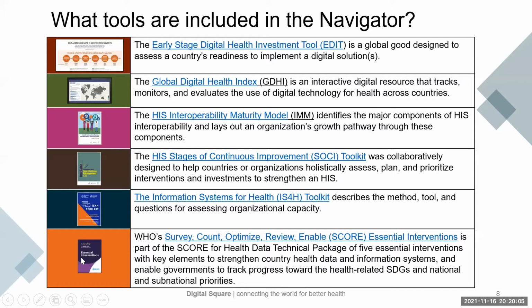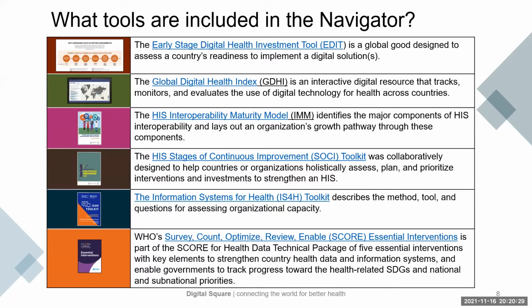So which tools are included? You can see the names here. The Early Stage Digital Health Investment tool, which was funded by the Gates Foundation; the Global Digital Health Index, that many of you are familiar with; the HIS Interoperability Maturity Model; the HIS Stages of Continuous Improvement; and the Information Systems for Health, which was done by the Pan American Health Organization, PAHO; and the WHO SCORE Essential Interventions.